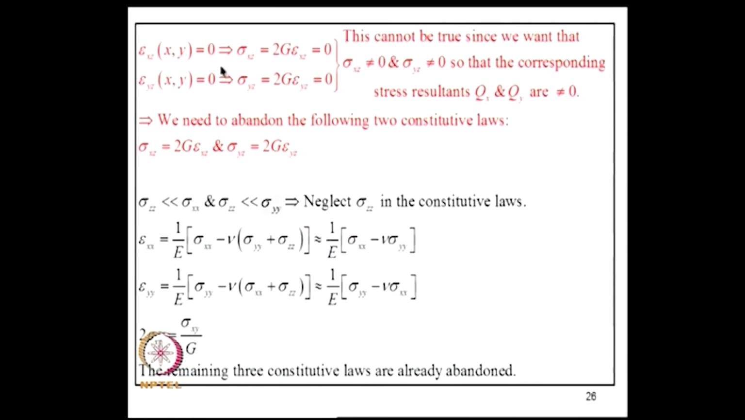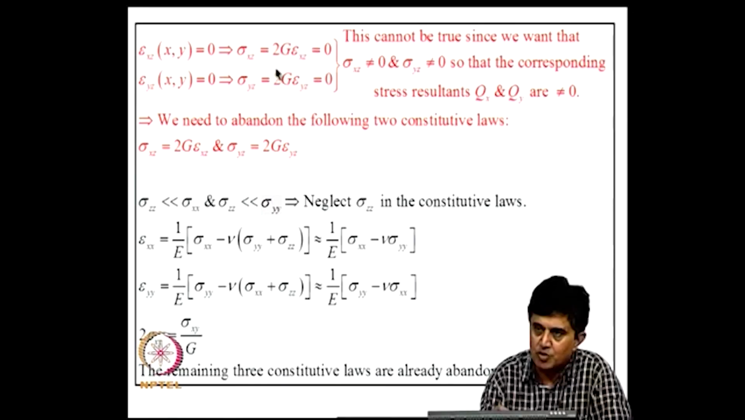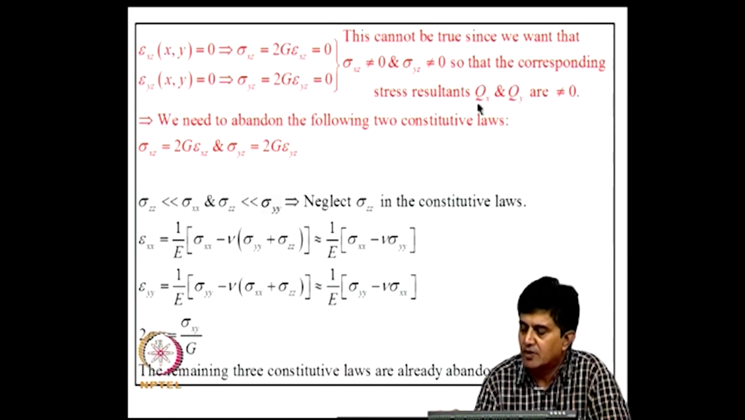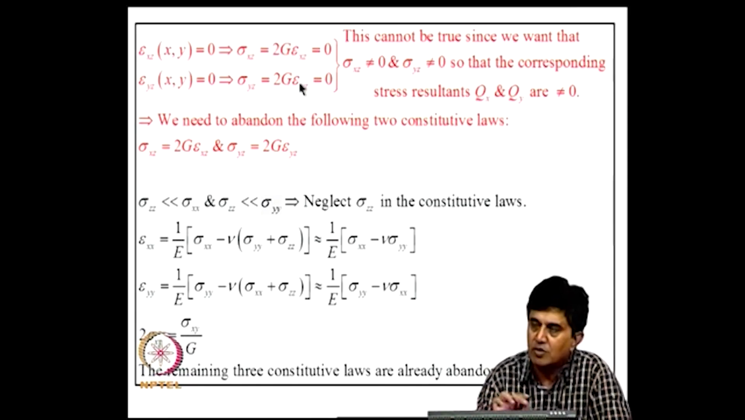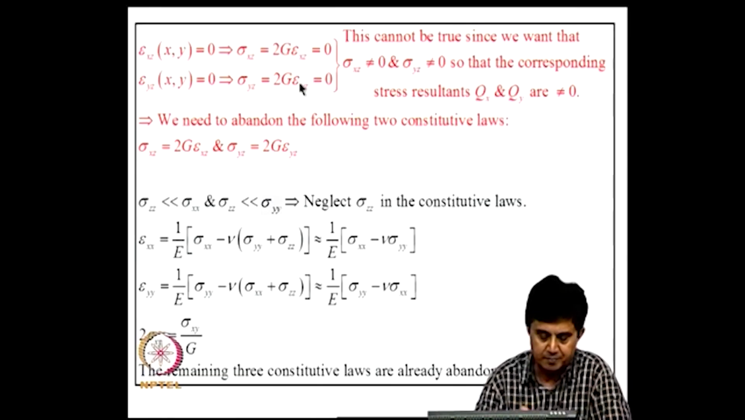Now epsilon xz equal to 0 means sigma xz must be 0. Similarly epsilon yz equal to 0 means sigma yz must be equal to 0, but this cannot be true since we want these stresses to be not equal to 0, so that the corresponding stress resultants are not 0. If we take these constitutive laws to be valid, the implication is that shearing stresses will be 0 and therefore the stress resultants are also 0. Now this is not true, so what we do is we will abandon these two constitutive laws in our formulation.